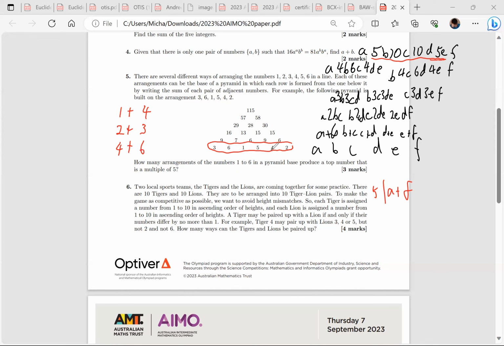Obviously there's 4 factorial ways to arrange the middle, so that's 24. So the answer has to be a multiple of 24. There are two ways here, two ways here, and two ways here. So it should be 6 times 24, which is 144.